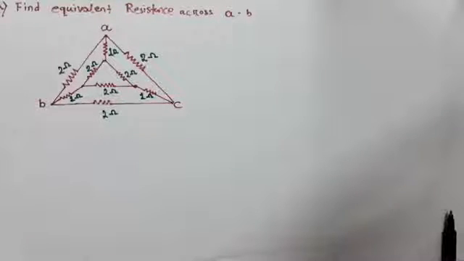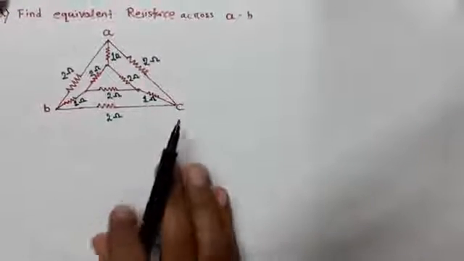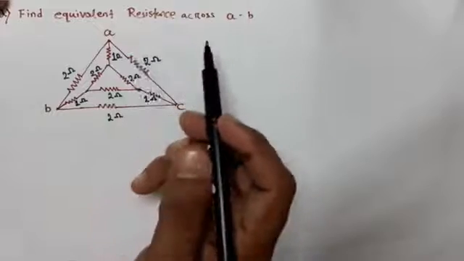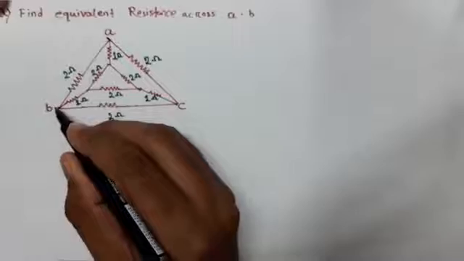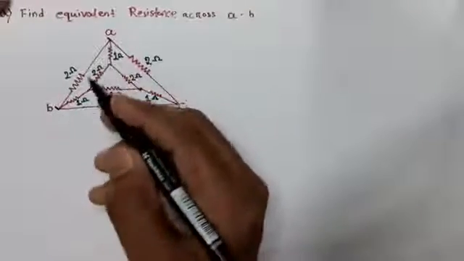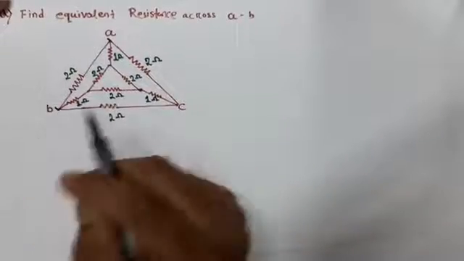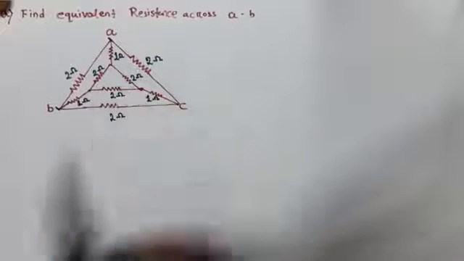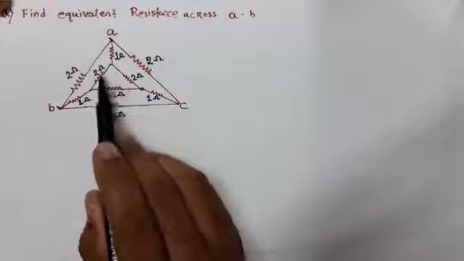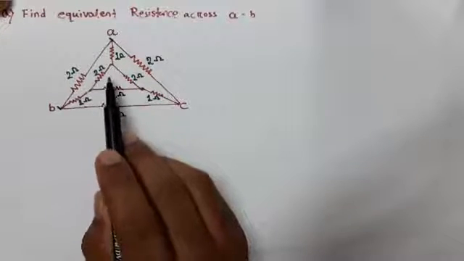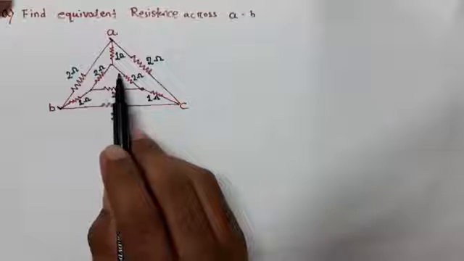Today we are going to discuss another type of problem that is related to star delta conversion. Here the question is: find the equivalent resistance across AB, between this A and B. We see the internal circuit is quite complicated, and this is a delta network. To simplify this, first we convert this delta to star.